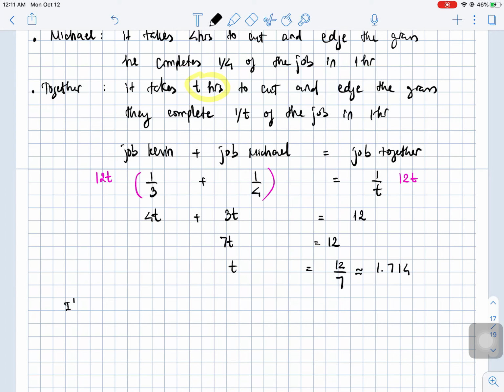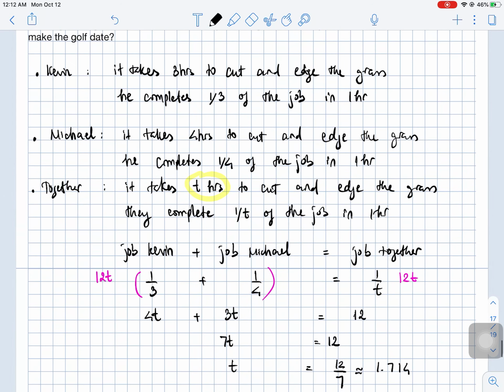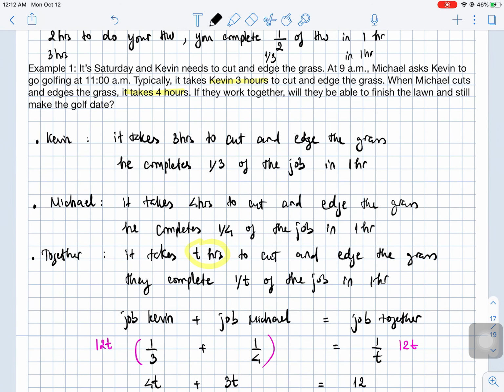It takes both of them working together about close to 2 hours, but it's not 2 yet, right? So we conclude that it takes 1.7 hours for them to cut and edge the grass.